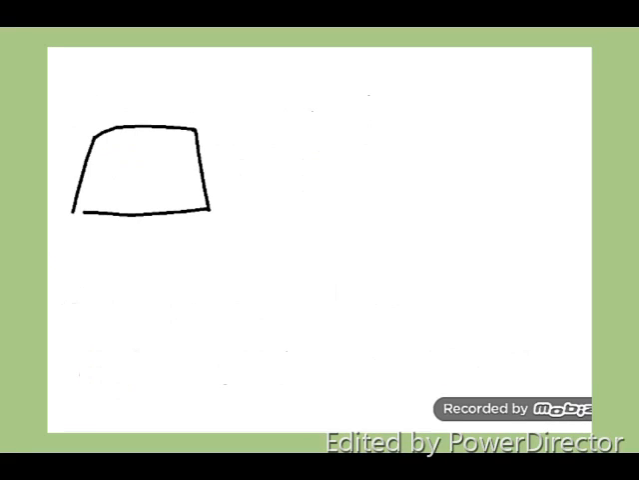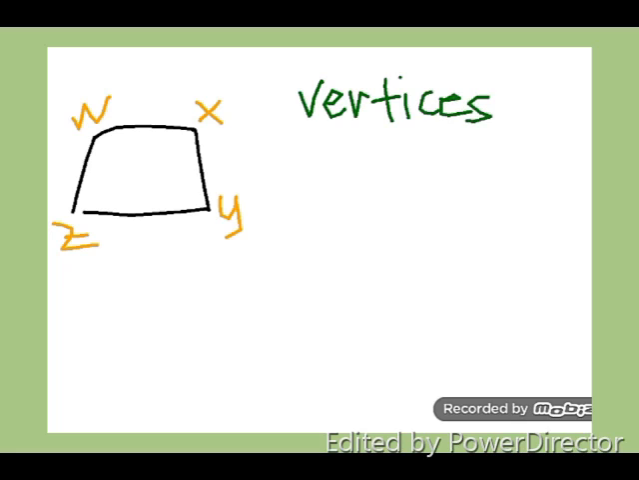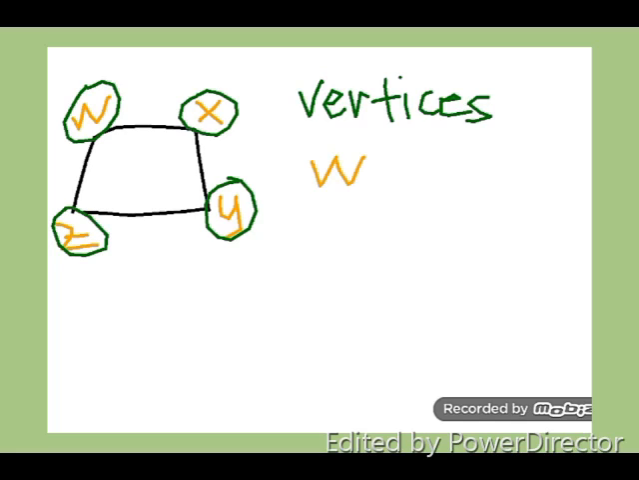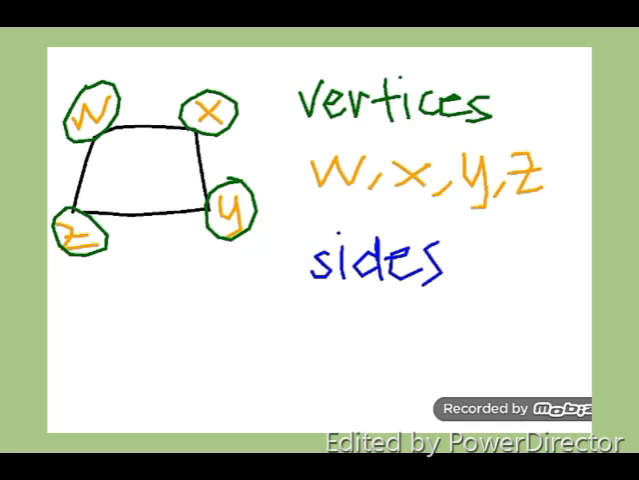For example, you have here a rectangle W, X, Y, and Z. Vertices is the corners of a quadrilateral. So our vertices here are W, X, Y, and Z, while sides are WX, XY, YZ, and ZW.